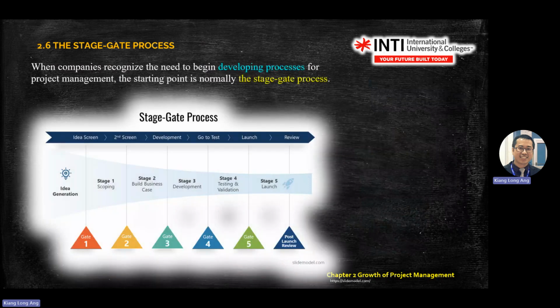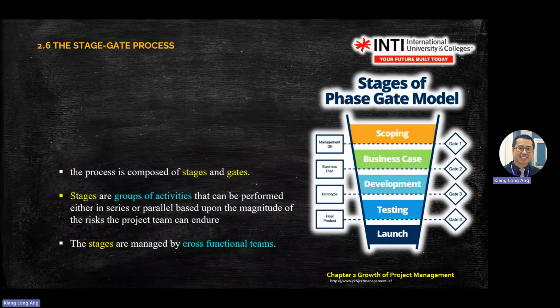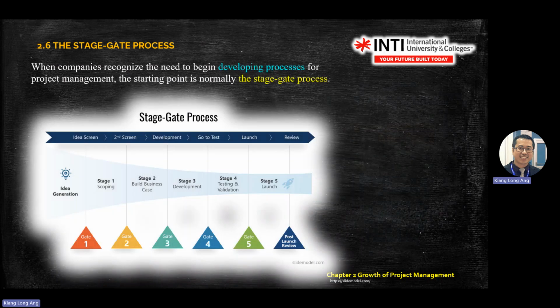This one you see is scoping. You go into the first stage, scoping. Second one, business case, same. The third one, development, testing, launch, same. One goes this way, one goes that way, down like that. It's the same thing. Then left, right is just the gate and the decision making.